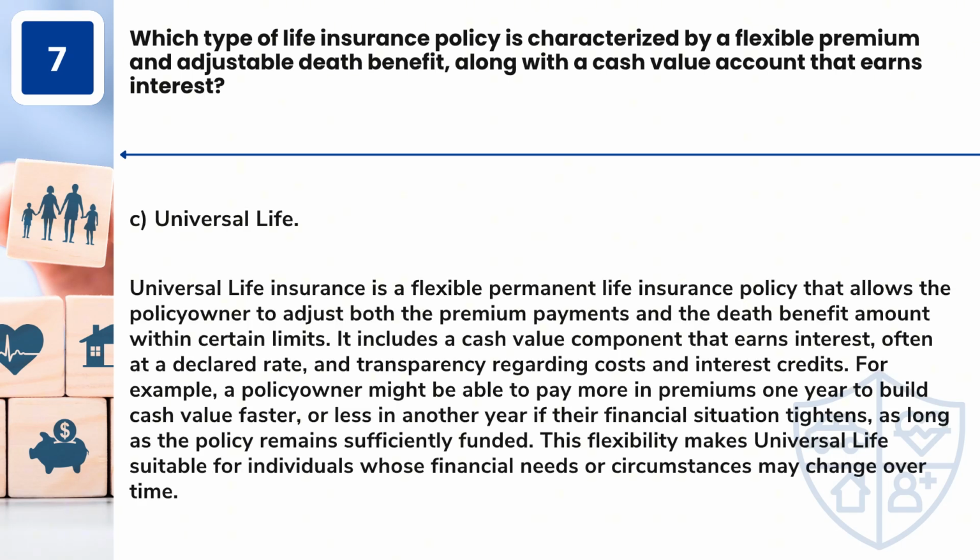Answer: C. Universal life. Universal life insurance is a flexible permanent life insurance policy that allows the policy owner to adjust both the premium payments and the death benefit amount within certain limits. It includes a cash value component that earns interest, often at a declared rate, and transparency regarding costs and interest credits. For example, a policy owner might be able to pay more in premiums one year to build cash value faster, or less in another year if their financial situation tightens, as long as the policy remains sufficiently funded. This flexibility makes universal life suitable for individuals whose financial needs or circumstances may change over time.